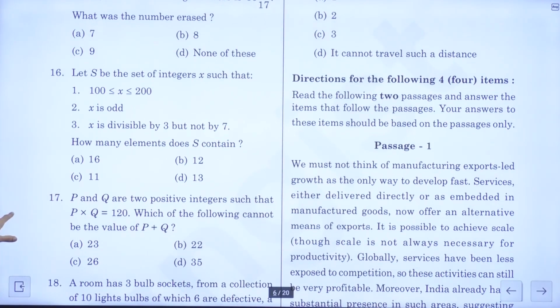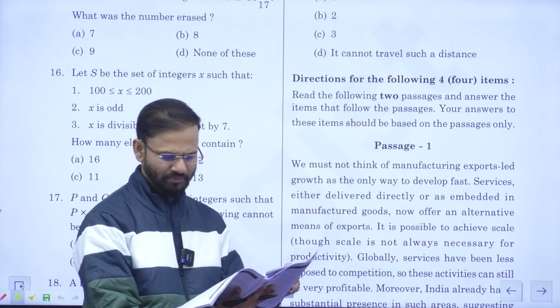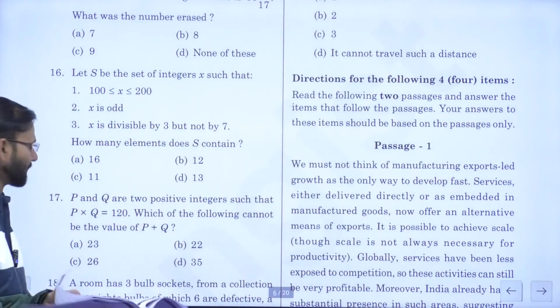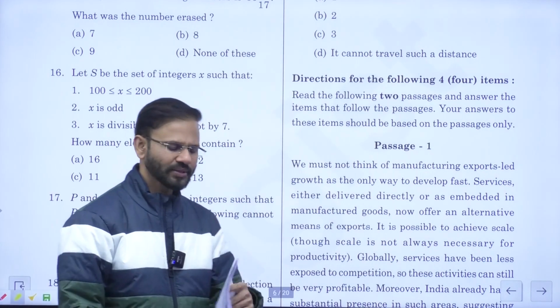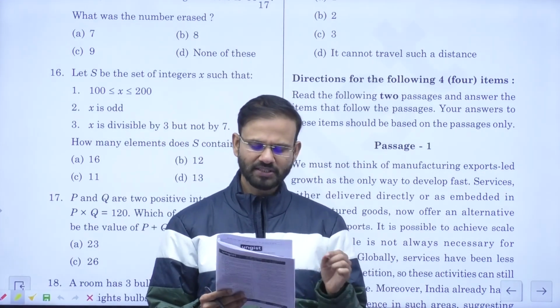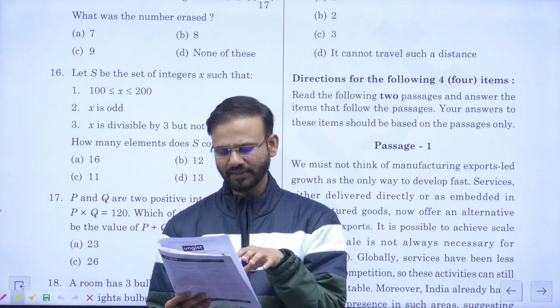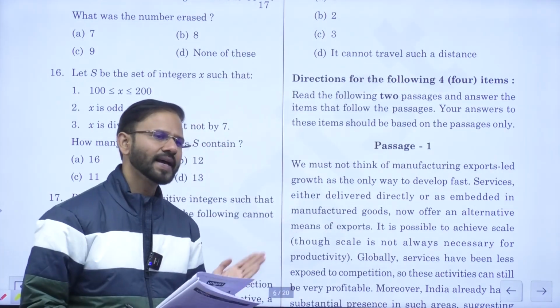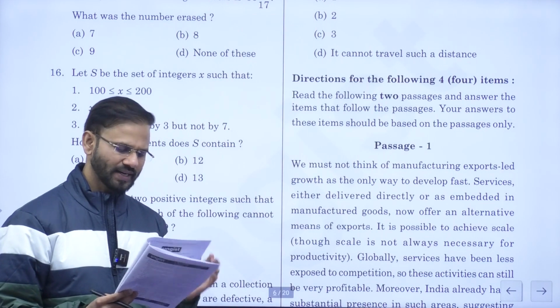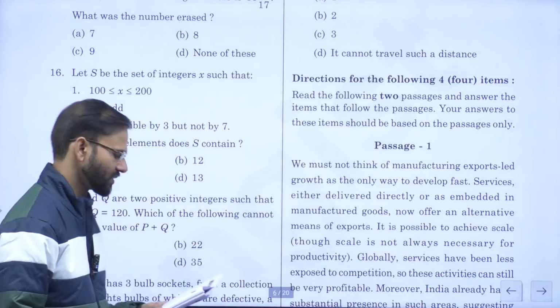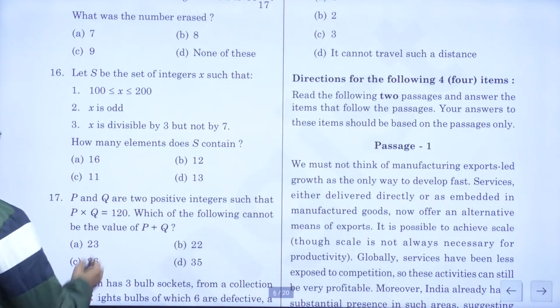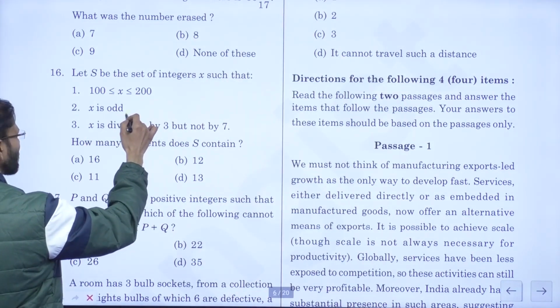Now everybody, this question. Let me read it here. Question number 16. The question says let S be the set of integers x such that x is lying between 100 and 200, x is odd, and x is divisible by 3 but not by 7. See everyone, x is lying between 100 and 200 and it is odd.